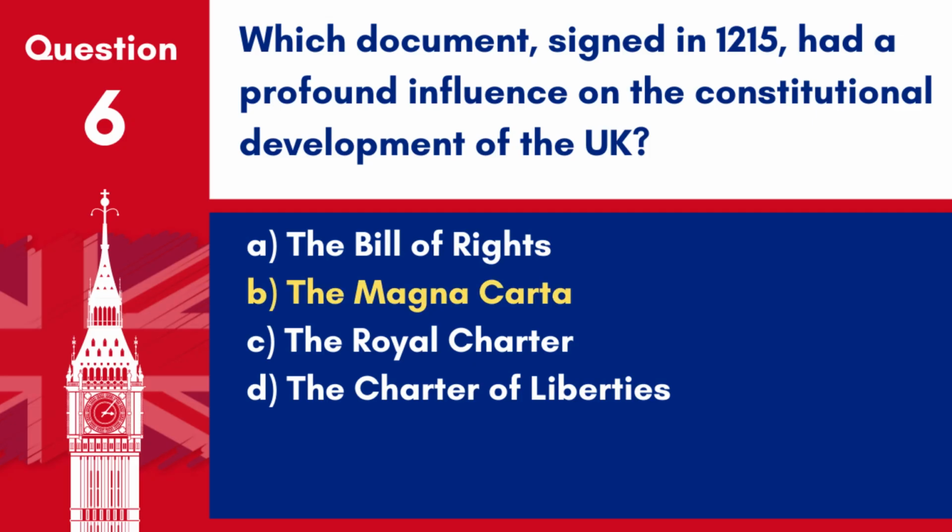Answer: B. The Magna Carta. Signed in 1215, the Magna Carta is a foundational document in English constitutional history, limiting the powers of the monarch and laying the groundwork for modern democracy.